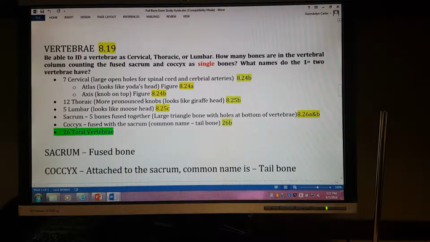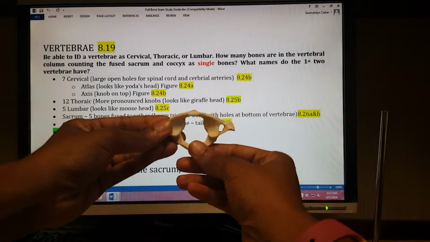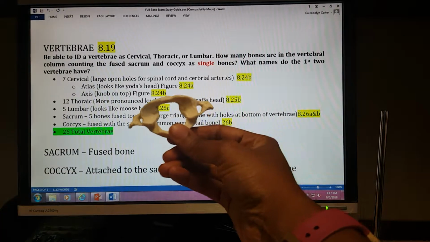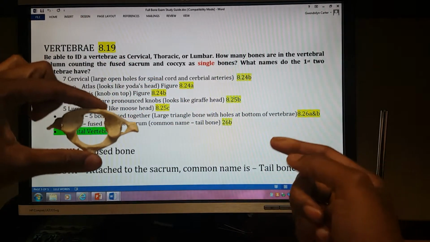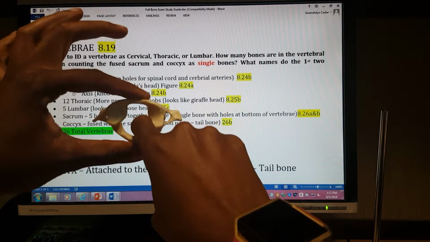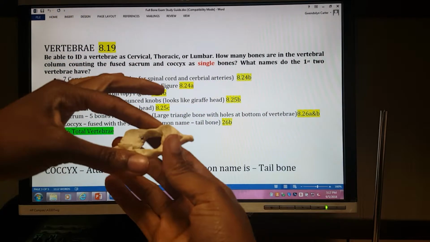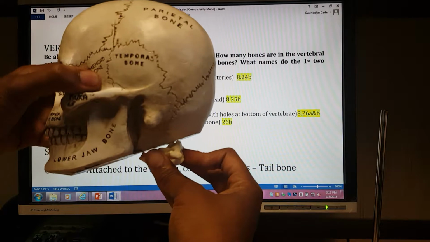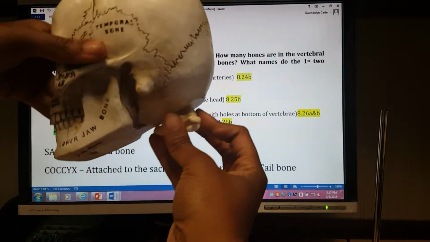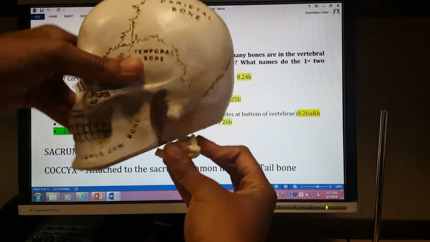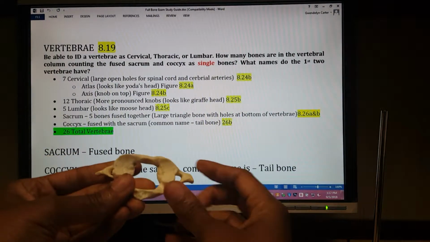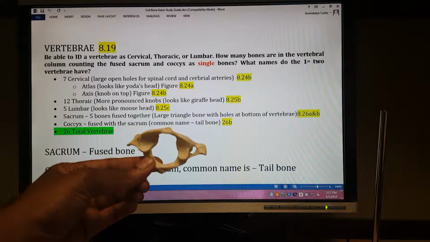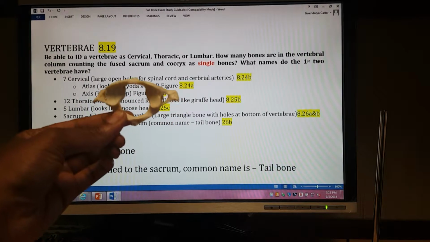Your atlas looks like Yoda's head. If you think, here's his face, and then these 2 sides here are the ears. Again, same as the rest of your cervical vertebrae, there's a big open space for our spinal cord. We have these condyle surfaces where your skull sits on top of it and allows your head to rock back and forth, and of course space for the cerebral arteries to pass through. So again, our atlas looks like Yoda's head. Study you must, pass you will.